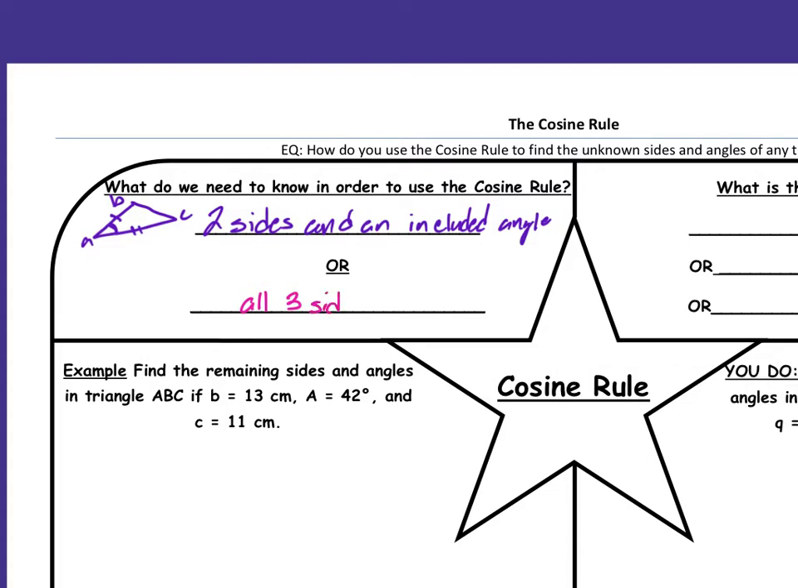All three sides. Okay, so those are the type of problems. If I have that information, I can use the law of cosine.